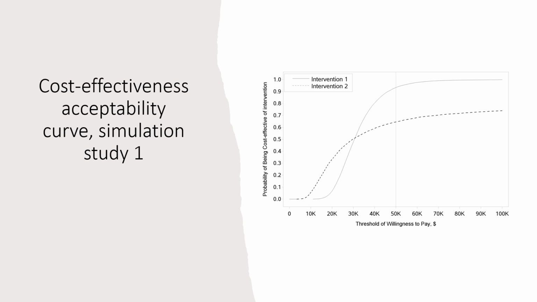We also presented the probabilistic analyses results using the cost-effectiveness acceptability curve. We plotted the probability of cost-effectiveness for intervention 1 and 2, compared with the control. The cost-effectiveness of intervention 1 was more sensitive to the willingness to pay threshold than the cost-effectiveness of intervention 2. For a willingness to pay of $50,000 per QALY, the probabilities of intervention 1 and 2 being cost-effective versus control were 0.94 and 0.64, respectively.